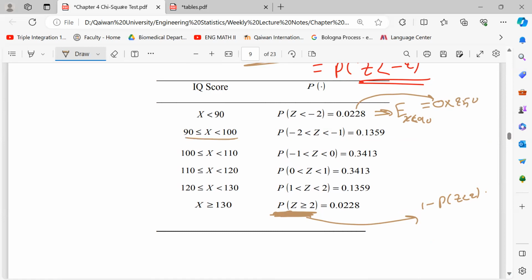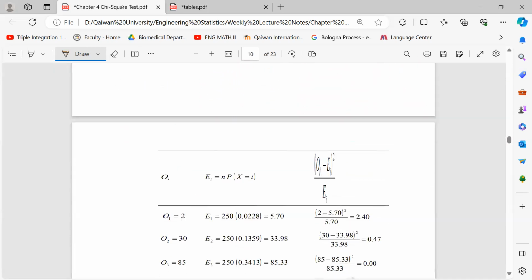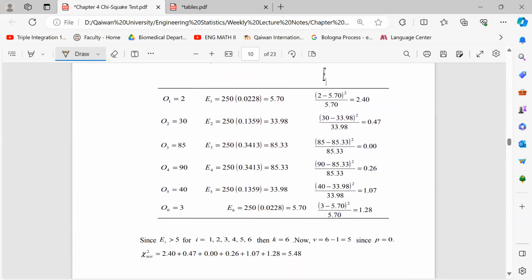And the probability of this one, so the expected frequency for this one is this amount times 250. Expected frequency for this one is this amount times 250. It's for all. We find their expected frequencies. These are them. These are the expected frequencies.